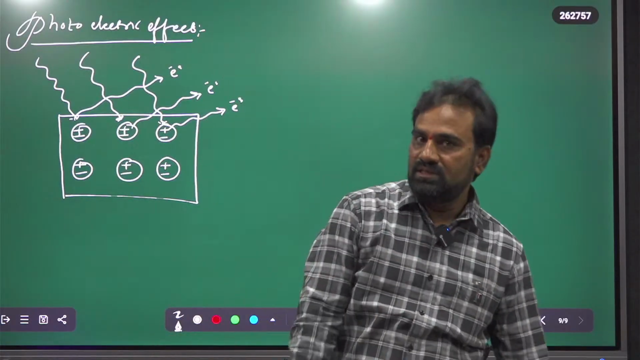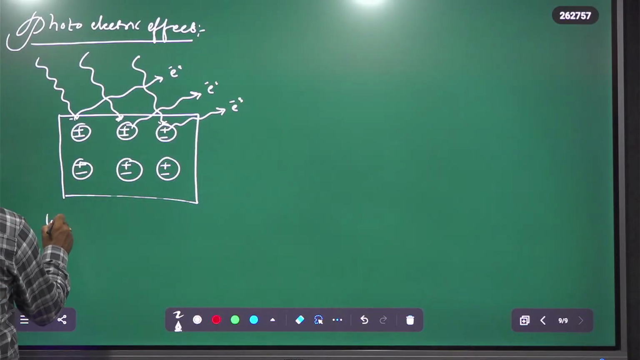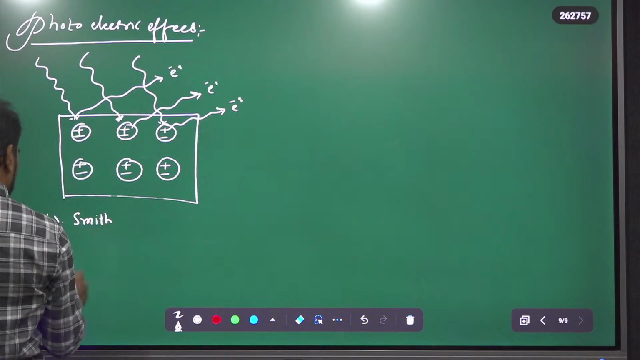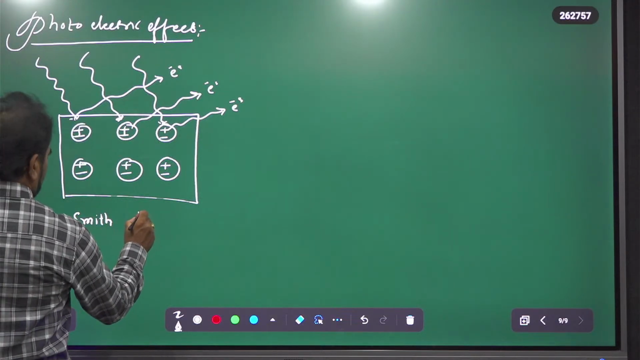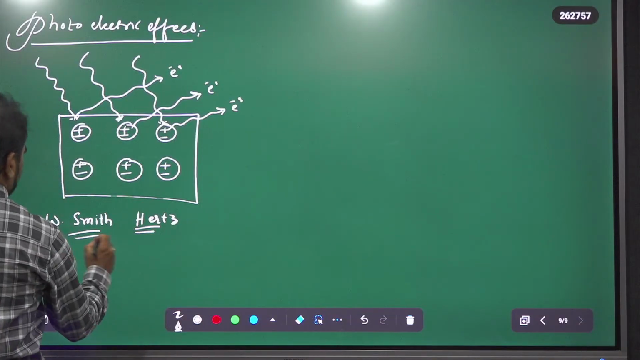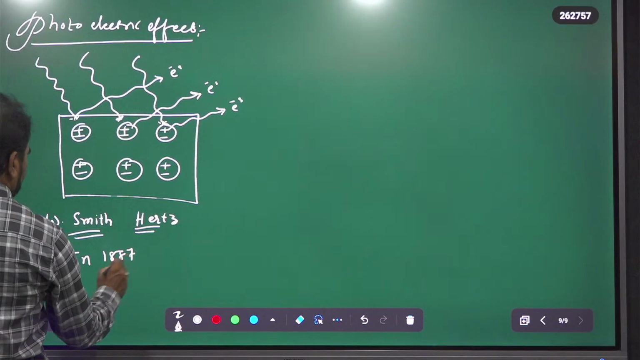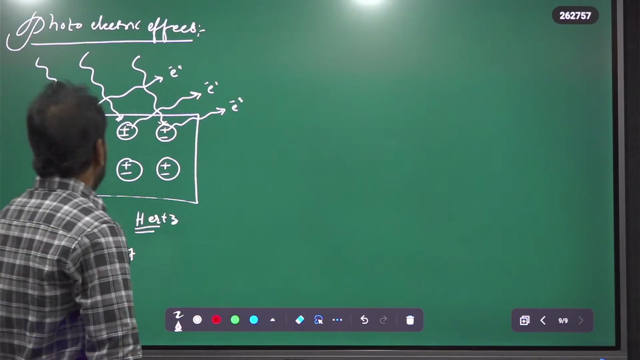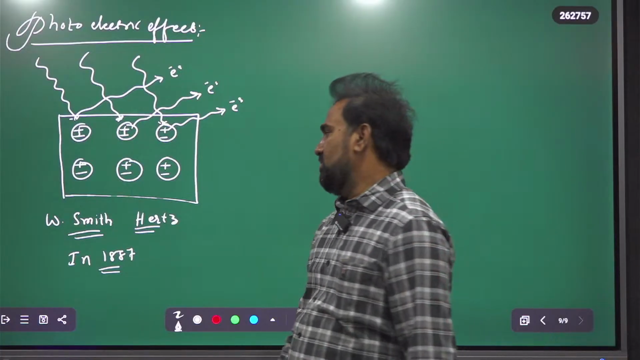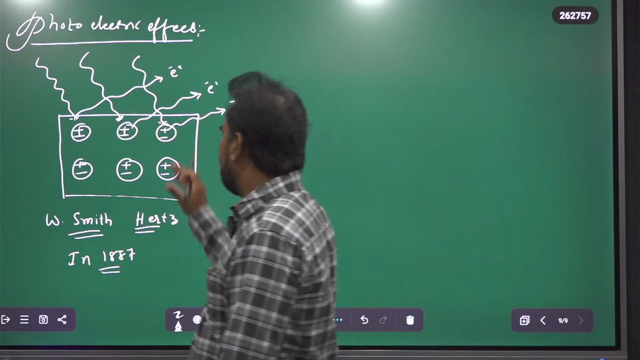It was first discovered by Heinrich Hertz in 1887. This phenomenon was discovered in 1887. So what is the internal mechanism for the emission of electrons?